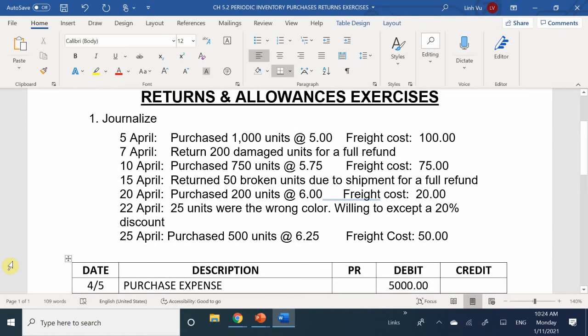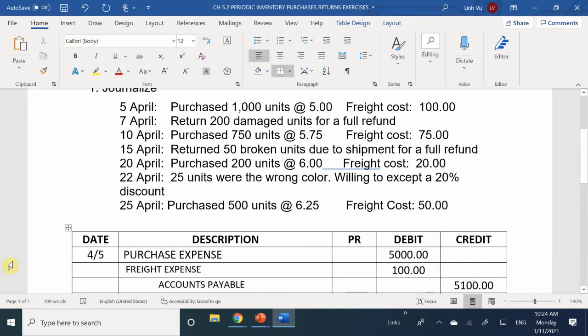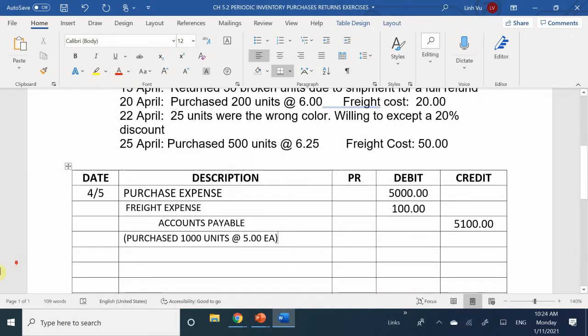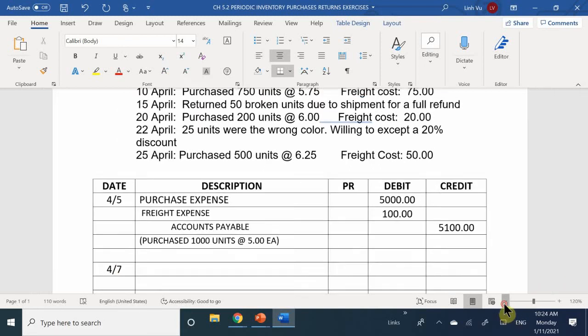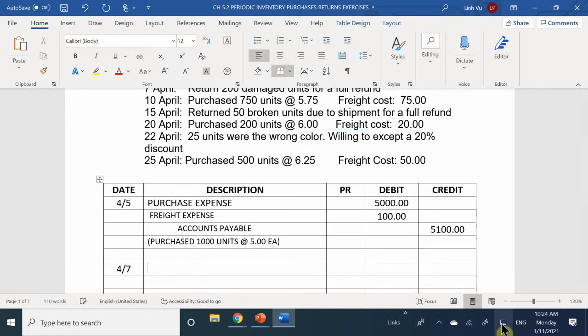Okay, now what happened in scenario number 2? On April 7th, you returned 200 of the damaged units for a full refund. So how am I going to journalize this? Accounts payable. Yes, we're going to decrease our accounts payable. This is reflecting my one and only purchase that I have here, which is on April 5th. So April 5th, April 7th, I have a return.